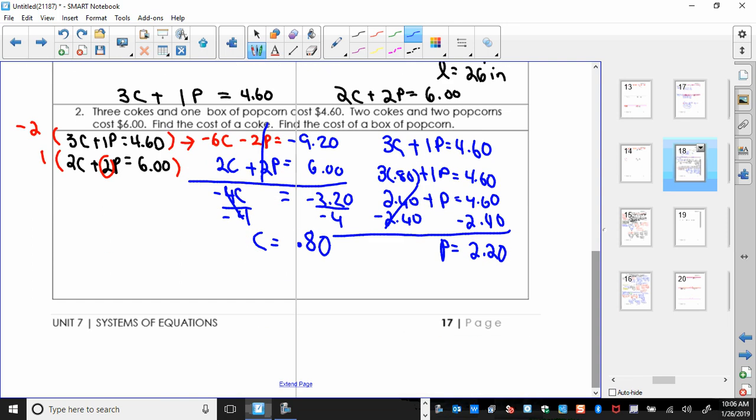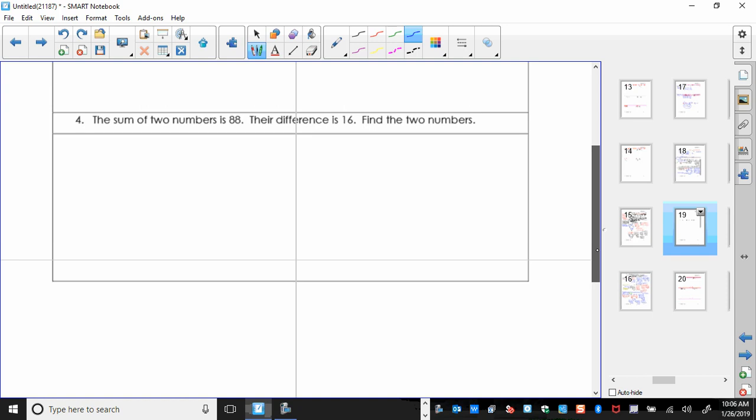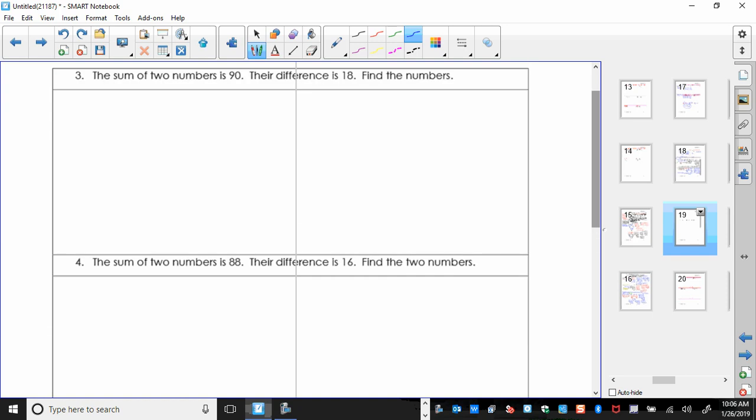And P comes down equals $2.20. So when I write my answer, I'm going to write it in terms of C and P. So C comma P maps onto 80 cents for Cokes. So I'm going to put 80-cent Cokes, and $2.20 popcorns. Some expensive popcorn. So that's the classwork for this particular lesson. We have on the back number 3, number 4, and we'll be done.